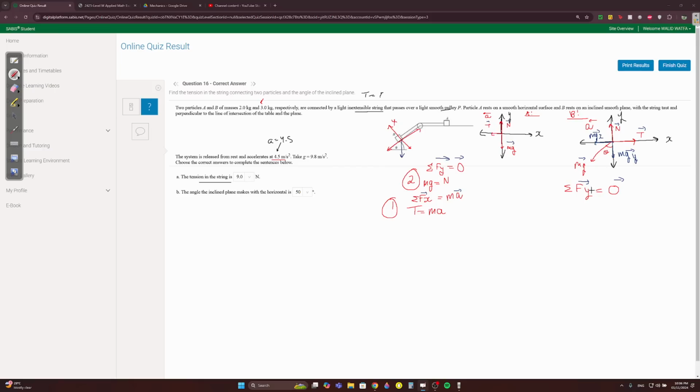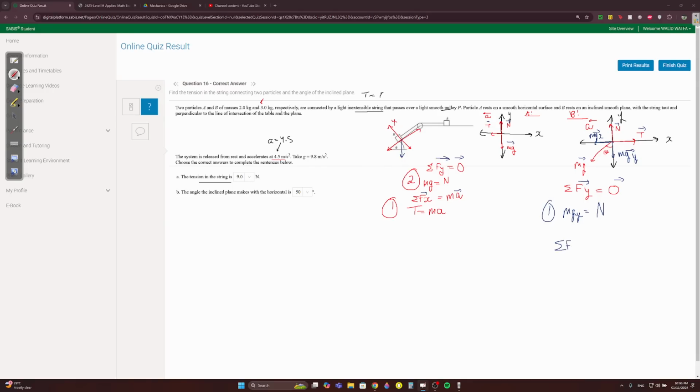Okay. Sigma Fy equals 0. That means what's down is equal to what's up. If I didn't write mgy, I probably would have been confused and said, oh, there's no force acting down. But you have to resolve the component into x and y, right? So mgy, so what's down? Mgy is equal to N. Okay, this is my first equation.